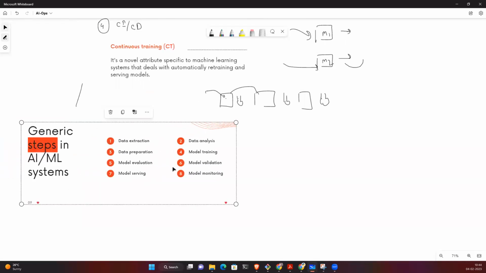Any question in this execution life cycle of machine learning? No question? If you have any question, yes, you can.